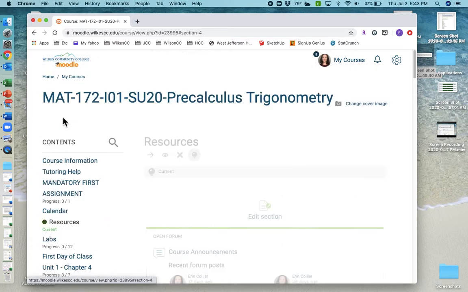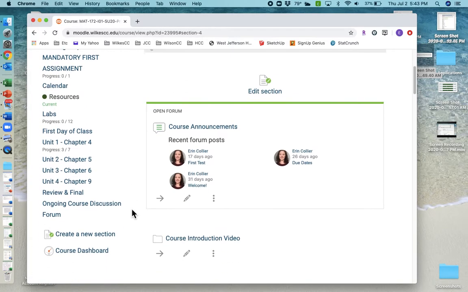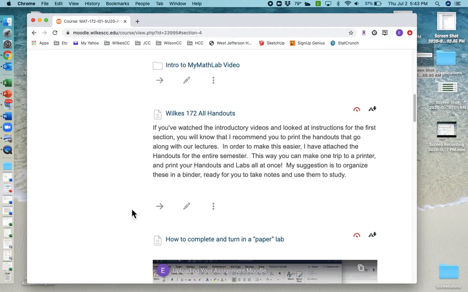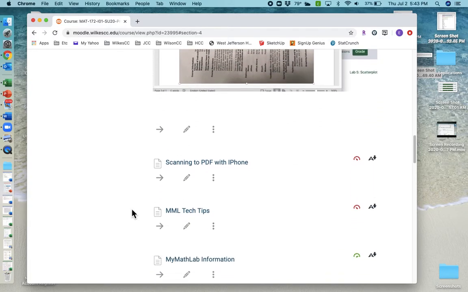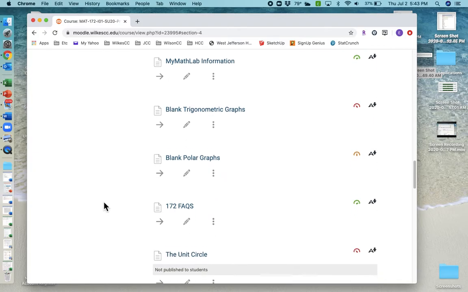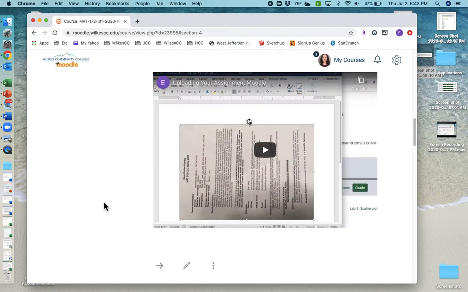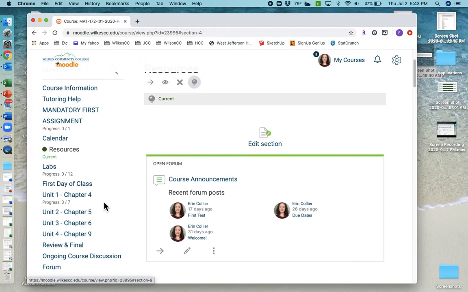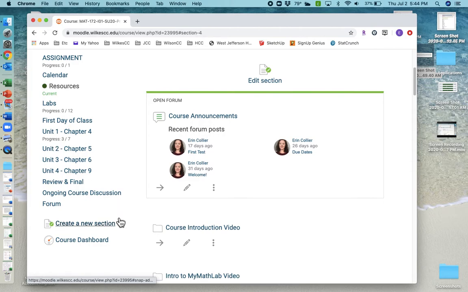Then I have a resources tab. This just contains anything that they might need throughout the course. Some MyMathLab tips, blank graphs, polar graphs. And of course I'm using MyMathLab also for homework and some of the testing and quizzes and that type of thing. But for the majority of the setup of the course, they use Moodle and navigate from there.